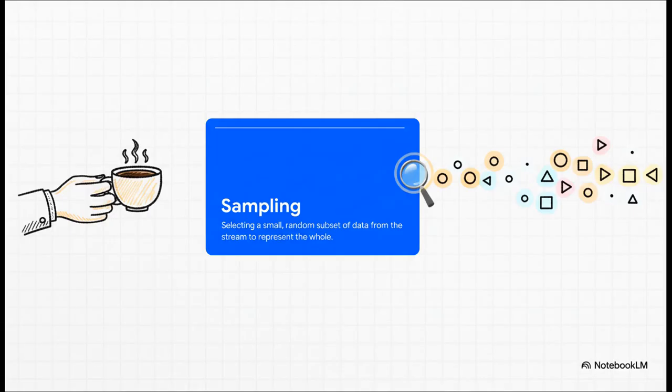So what's the answer? You take a sip. Or, in technical terms, you use sampling. By intelligently grabbing a small random handful of data points as they fly by, you can actually build a pretty accurate picture of the entire stream. It's an estimation, for sure, but it's a super powerful and efficient way to understand broad trends, like, say, what percentage of people are clicking a new button on a website.